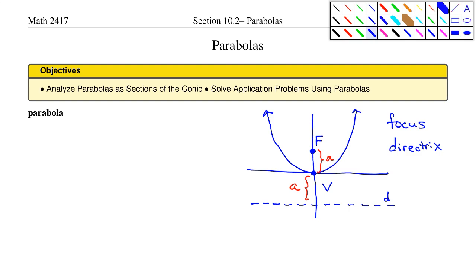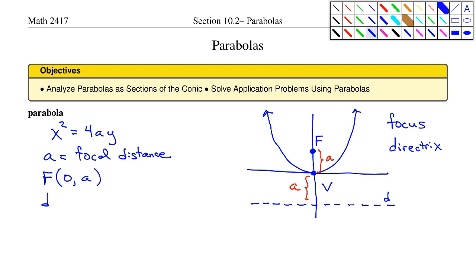Now, if I have these and it's oriented facing up, then the equation is x squared is equal to 4ay, where the a in this equation is that distance between the focus and the vertex. So some people call a the focal distance. And the focus is the point, in this case, (0, a), and the directrix is a horizontal line, y equals -a. Now this is just one aspect of the parabola when it's oriented like this.